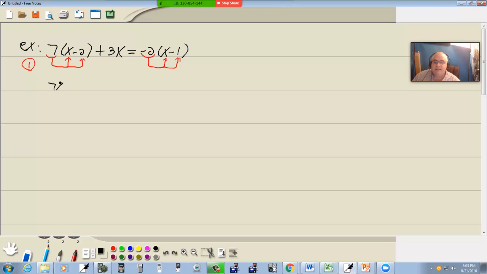7 times x is 7x. 7 times negative 2 is negative 14. And then the 3x carries down. Negative 2 times x is negative 2x. Negative 2 times negative 1 is positive 2. Now our note up at top said at any step combine together like terms. Here we got 7x plus 3x, that gives us 10x. Minus 14 is equal to negative 2x plus 2.